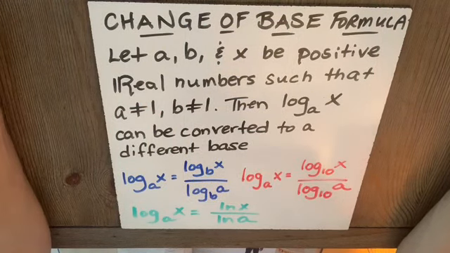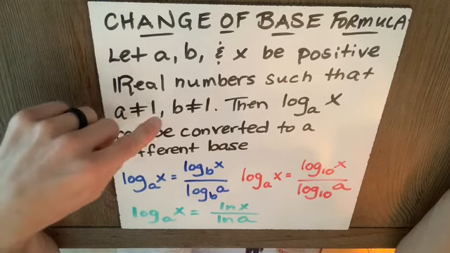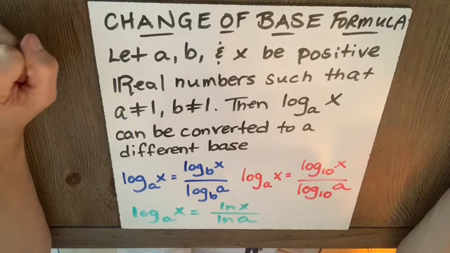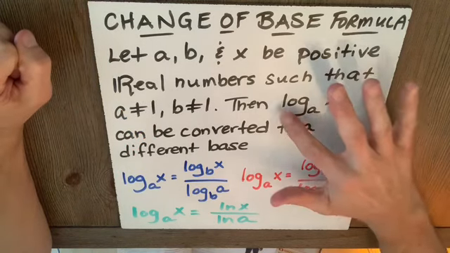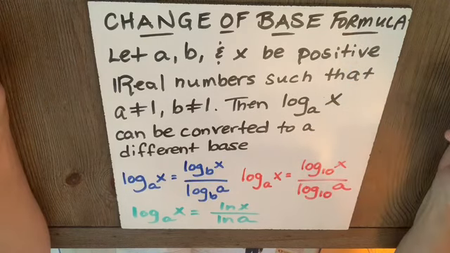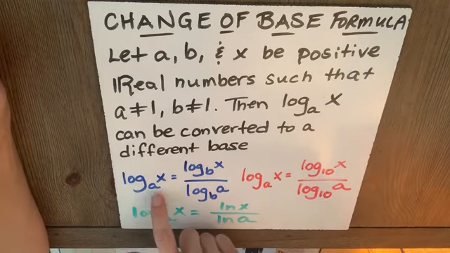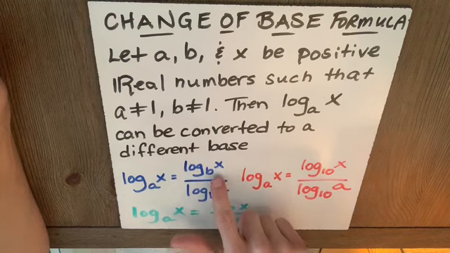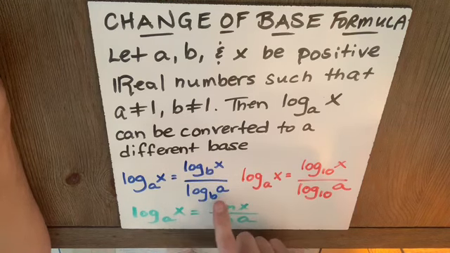The change of base formula. Let a, b, and x be positive real numbers such that a is not 1 and b is not 1, but they can be any other positive numbers. Then log base a with argument x can be converted to one of these different forms. Log base a of x is log base b of x over log base b of a.